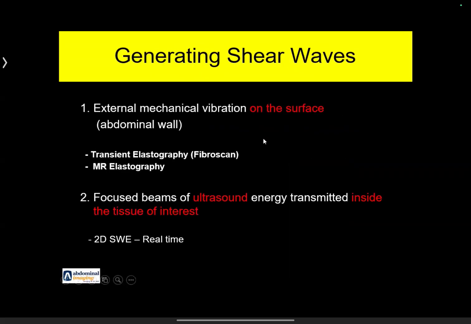How to generate shear waves? There are two ways. One is external mechanical vibration on the surface of the organ. That is done through the abdominal wall. The two techniques are transient elastography, the fibroscan, and MR elastography. The second way is where you use focused beams of ultrasound which transmit the energy into the tissue of interest. This can also generate the shear waves.